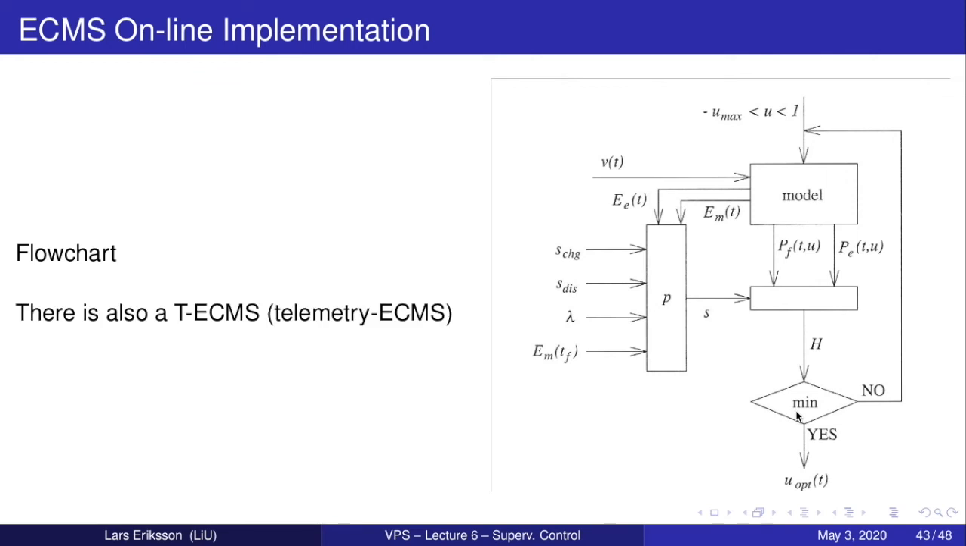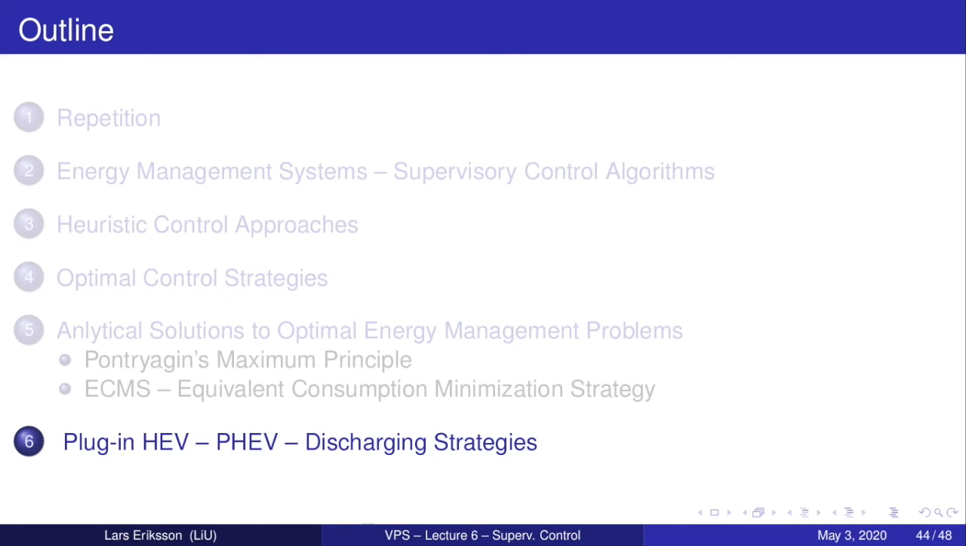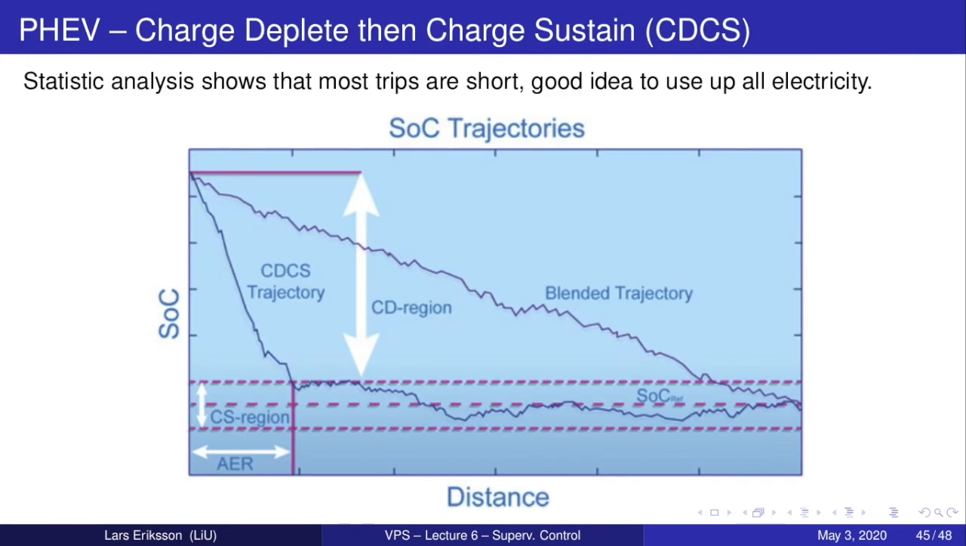There is also a telemetry ECMS where you insert map information. The telemetry is that you have information available from future driving. So coming to the final point, where we will put these things together that were developed for a regular hybrid electric vehicle, we can see that it will be applicable also for plug-in hybrid electric vehicles. For plug-in hybrid electric vehicles, we start with a high state of charge and then we go down to a minimum point. So we have a window here that we are operating with the state of charge.